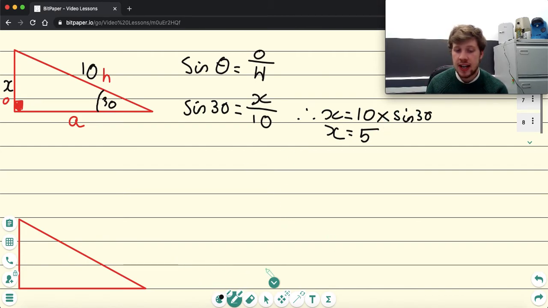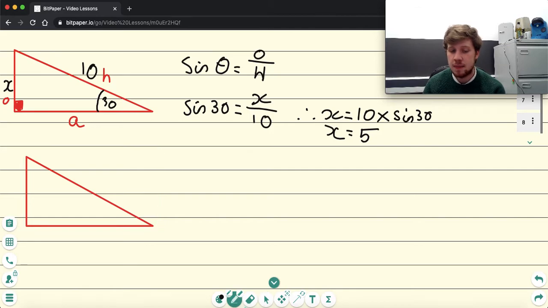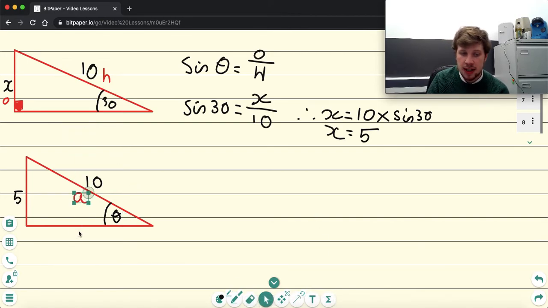The idea I want to introduce now is we could still use a formula like this, but if I had a side length of 10 and a side length of 5 and I wanted to work out what this angle was, I can still do this. The reason is I can label my sides again. I'd have my adjacent, I'd have my hypotenuse, and I'd have my opposite.